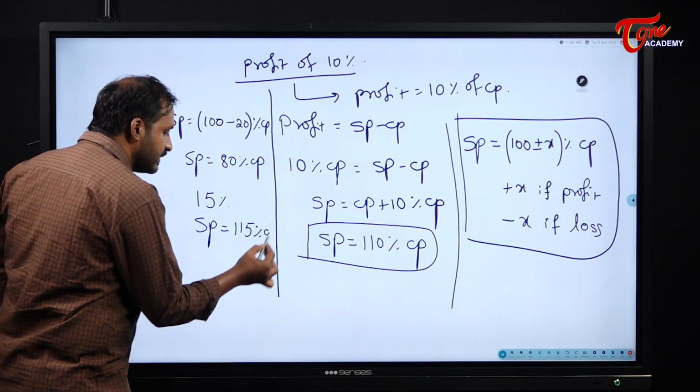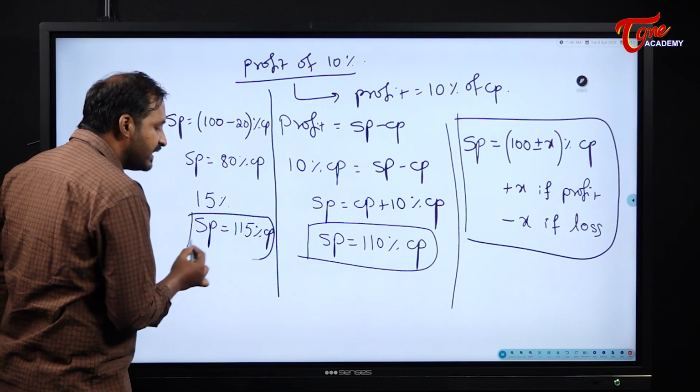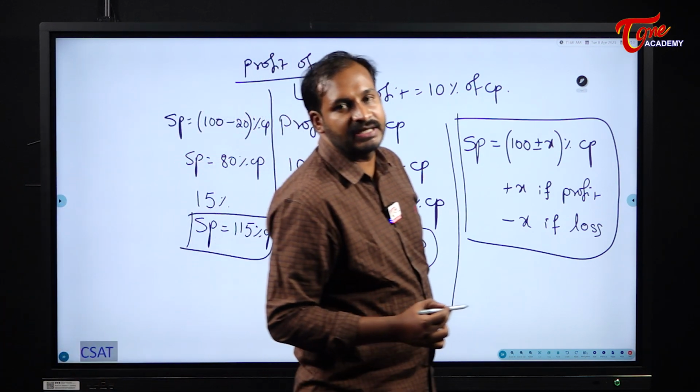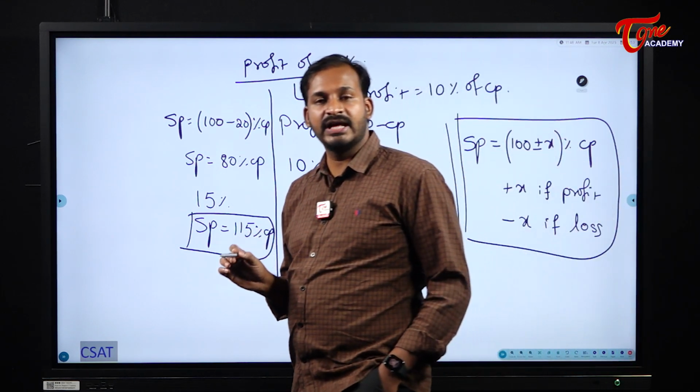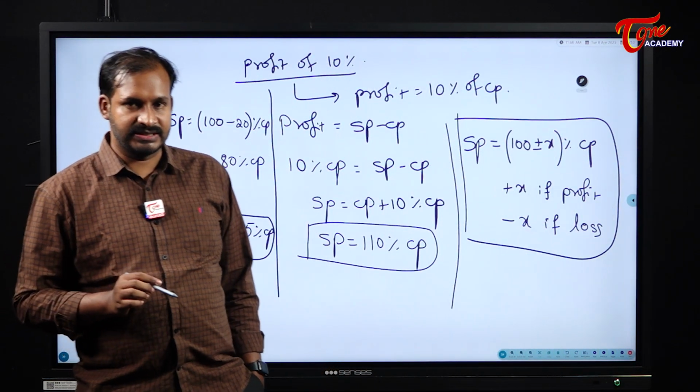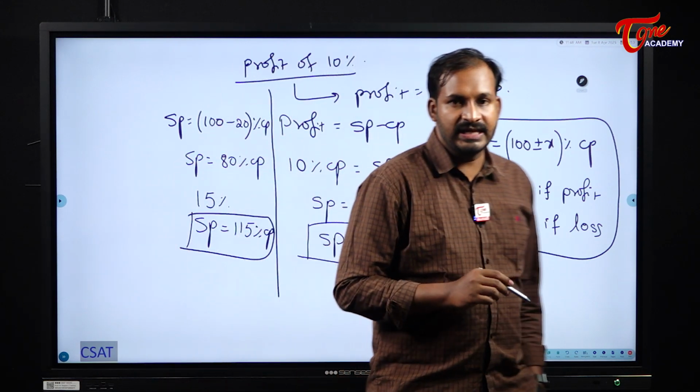115% of CP. Very simple. If there is a profit, add it to 100. If there is a loss, subtract it from 100. Like this, we need to write the relation between the selling price and cost price.